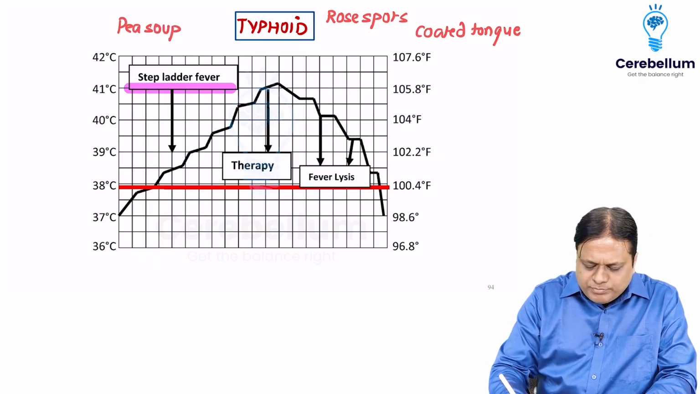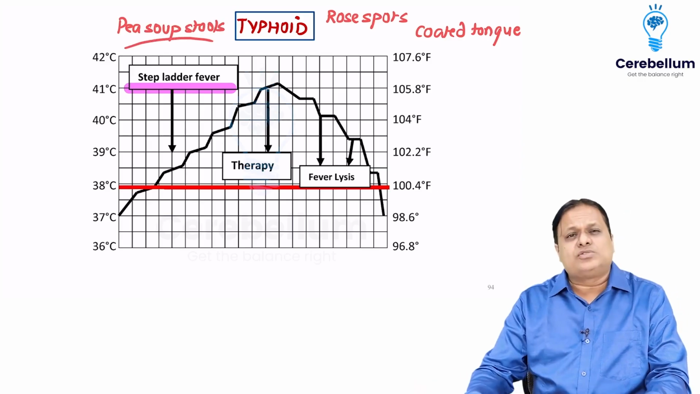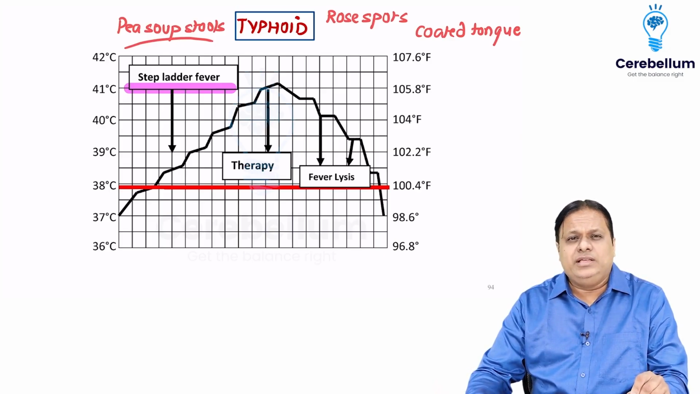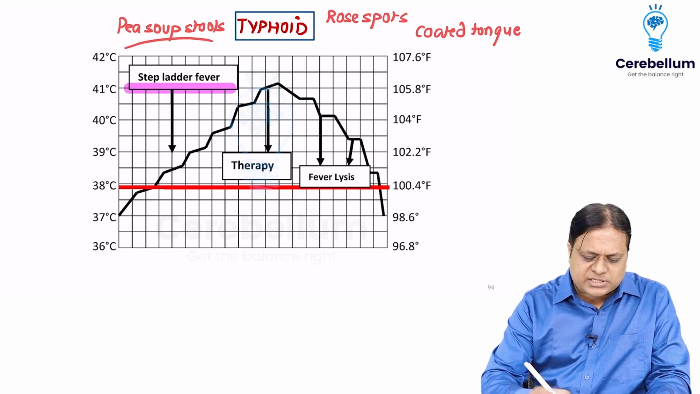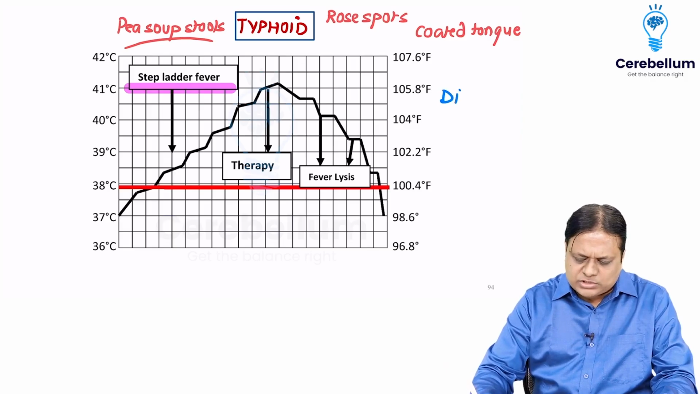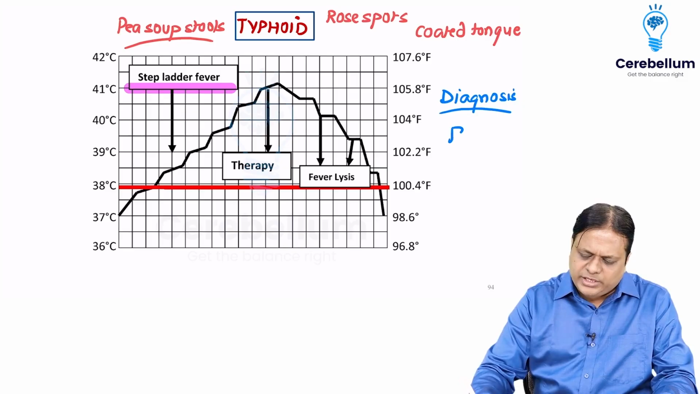pea soup stools. So, rice watery stools in cholera, Vibrio cholerae, darting motility, hanging drop preparation is the field diagnosis of cholera. But in typhoid, diagnosis is based on the timing of the illness. So, for diagnosis of this feco-oral disease we use the mnemonic BASU.